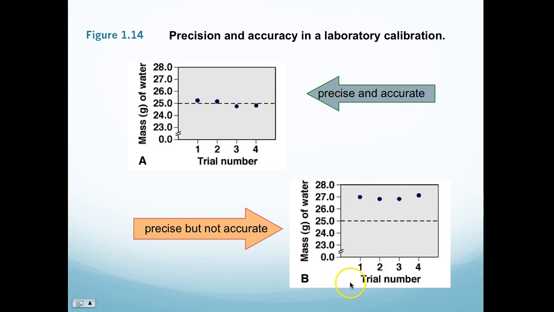Let's look at the bottom. We have the same thing where we have the trial number, okay, and the mass of water, the actual mass that we're aiming for is going to be 25 grams. So we have that 25 grams shown on this line. And we're getting right around 27 grams. So one thing we do have is that we're consistently getting around 27 grams of water. So it is going to be precise because I am reproducible, but it's not going to be accurate.